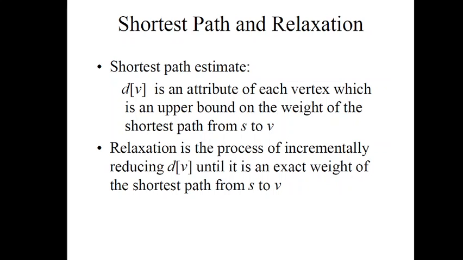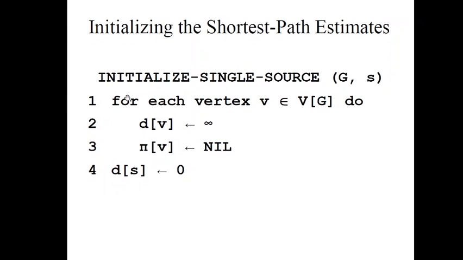Before going to the algorithm for estimating the shortest path, there are two important sub-algorithms. One is initialization. The graph will be given and a source vertex S is given. For each vertex in the graph, the initial distance is set as infinity and there is no predecessor in the path because we have not yet visited, so the predecessor will be set as nil. And the distance of the source vertex, since we are starting our journey from the source vertex, is 0.